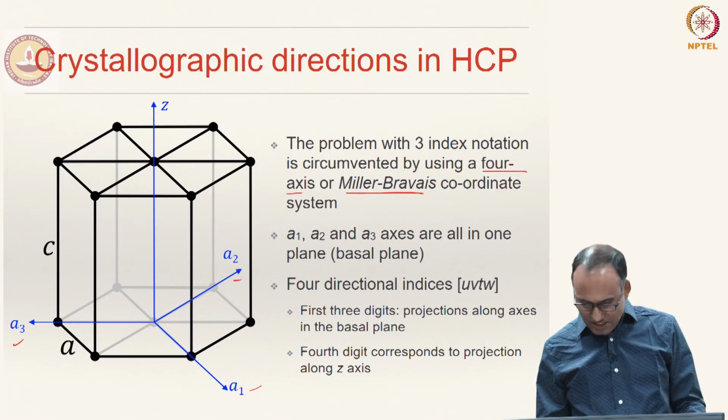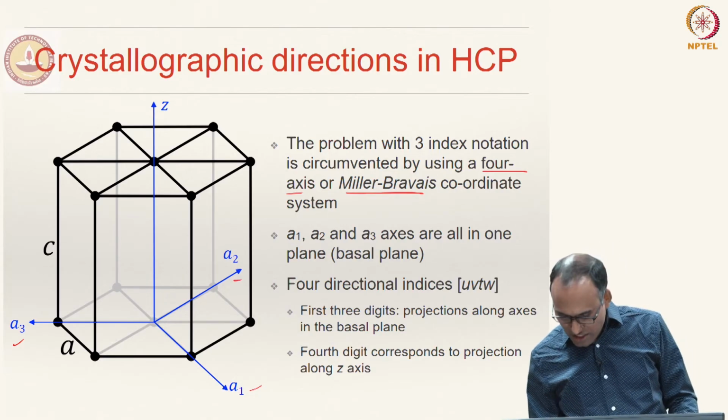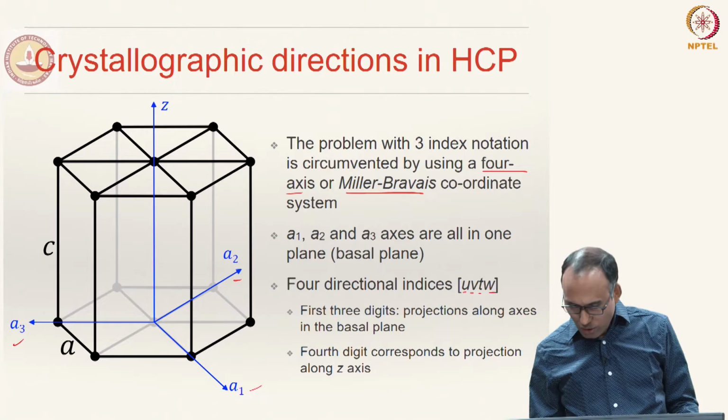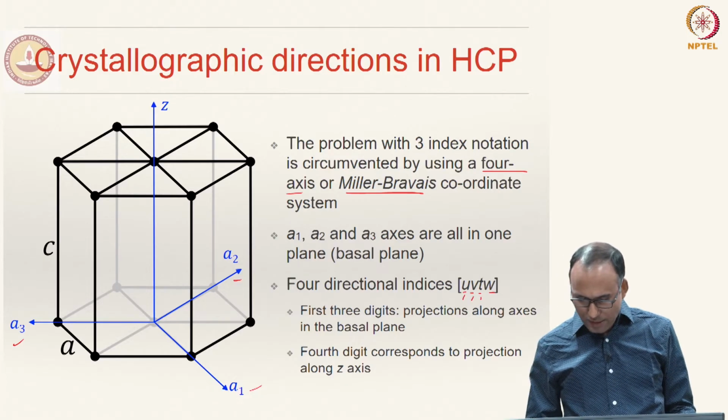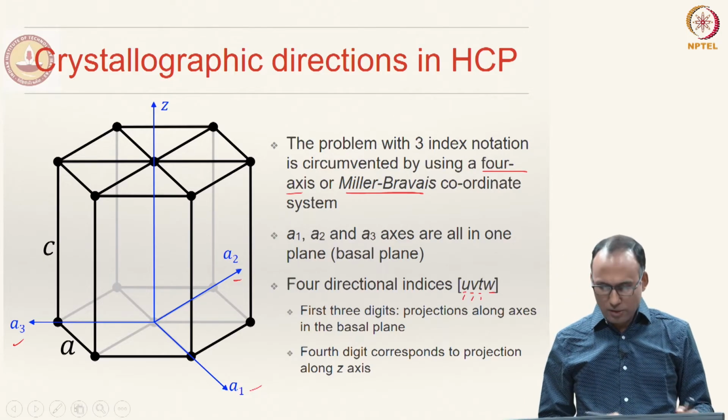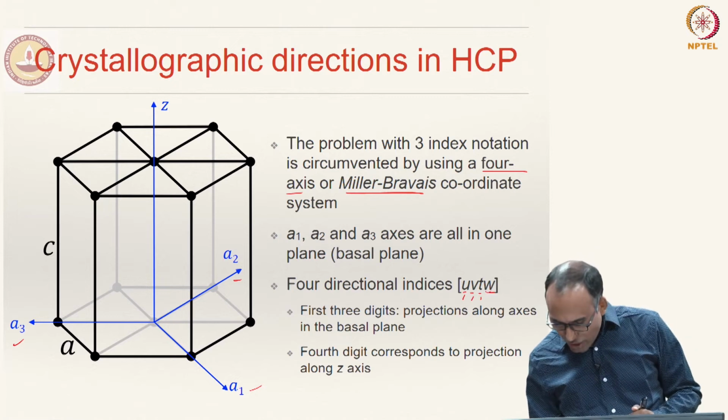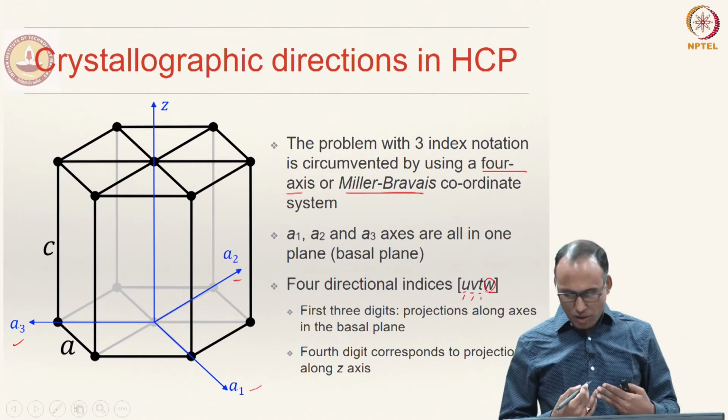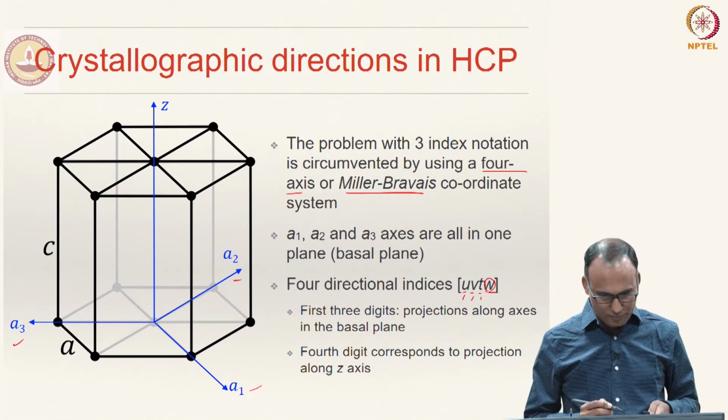So the 4 directional indices notation is U, V, T and W. The first 3 indices U, V, T are the projections along the axes on the basal plane, and the fourth index is the projection onto the Z axis.